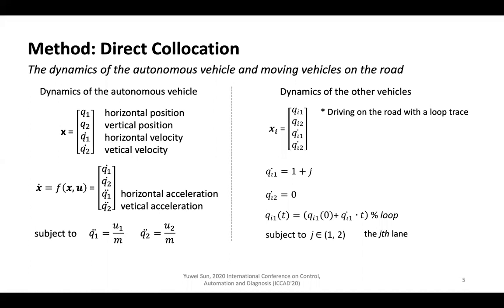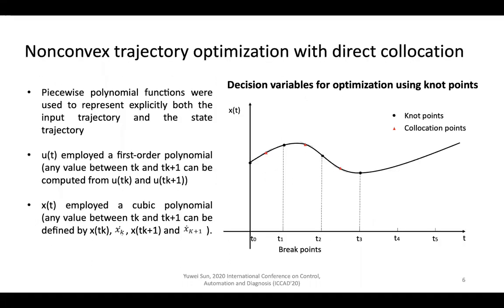Moving on to the next point, I'd like to present you the method of direct collocation for trajectory optimization. First, we analyze the dynamics of vehicles on the road, the dynamics of the autonomous vehicles and the other moving vehicles on the road, which can be broken down into horizontal dynamics and the vertical dynamics shown below. Then the piecewise polynomial functions were used to represent explicitly both the input and the state trajectory.